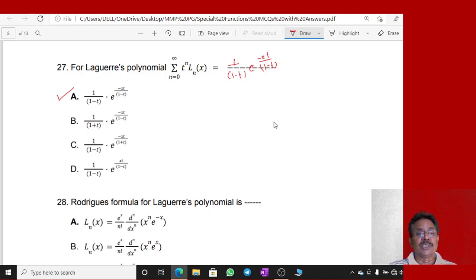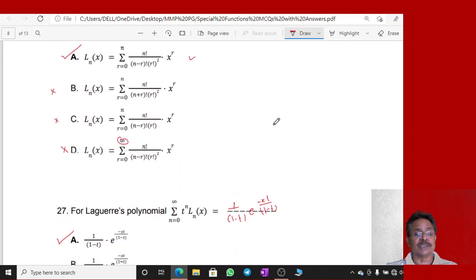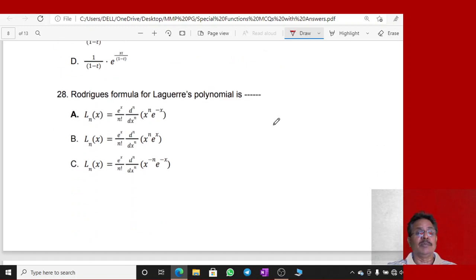So using this particular generating function, we can get the Laguerre polynomials, what we have seen by equation number 26 and question number 27. We can obtain this expression for the Laguerre polynomial using this generating function by expanding it around t equal to 0 as shown by this particular method.